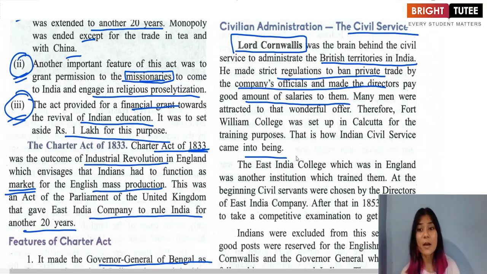In order to train these British civil servants, a college was set up for their training, learning and education, and that college was called Fort William College. This Fort William is still present in Kolkata. Fort William College was set up in Calcutta for the training and education of the civil servants.